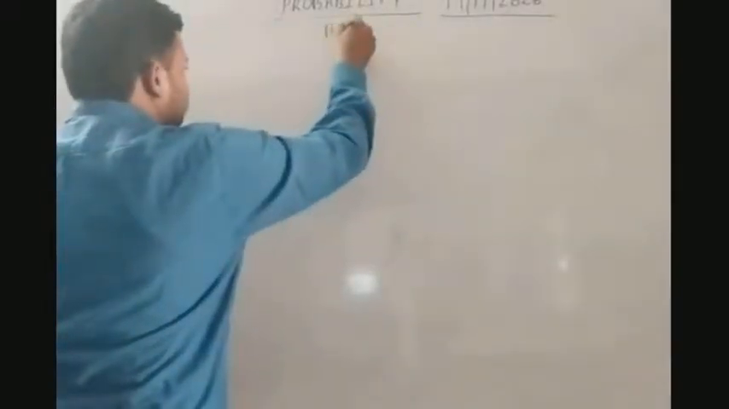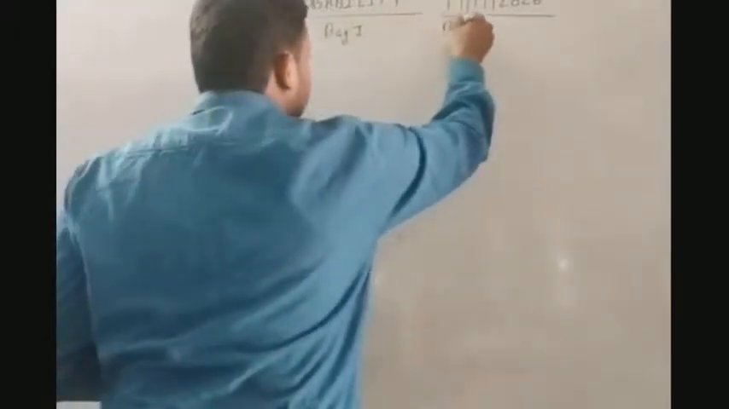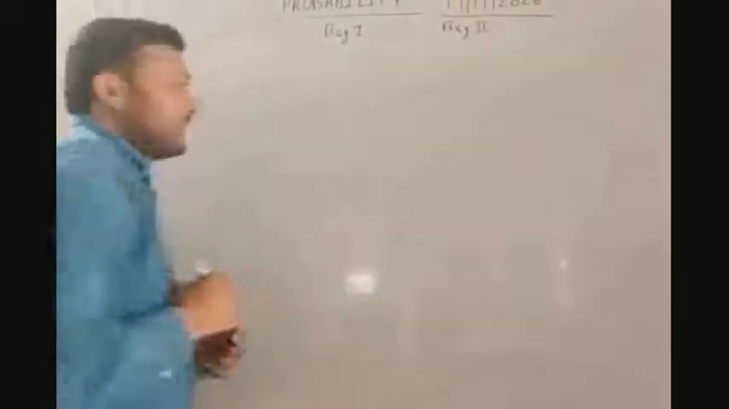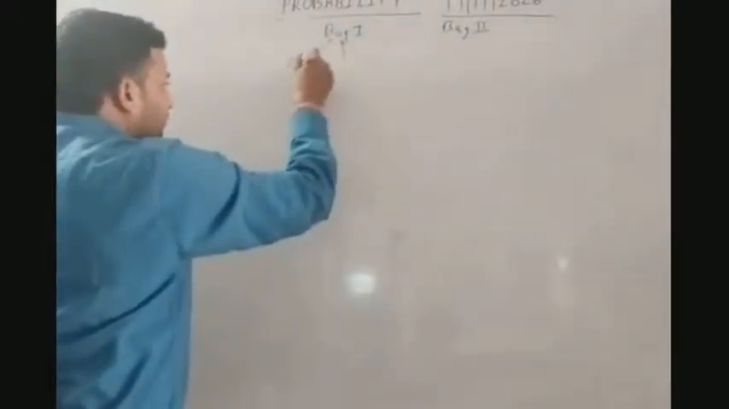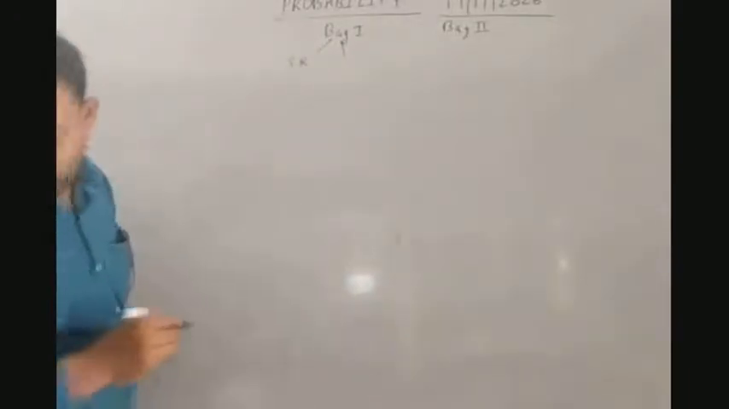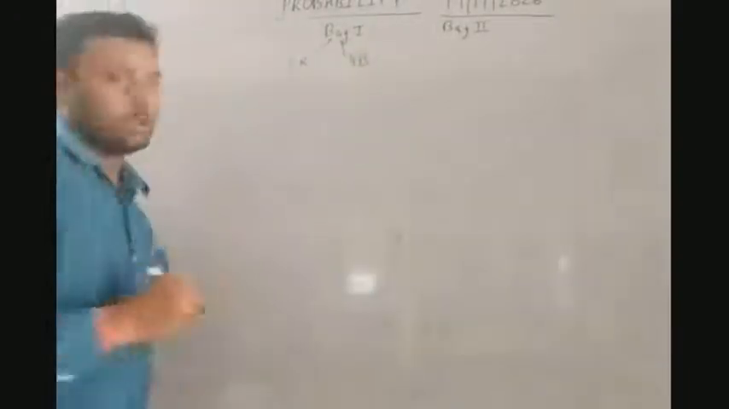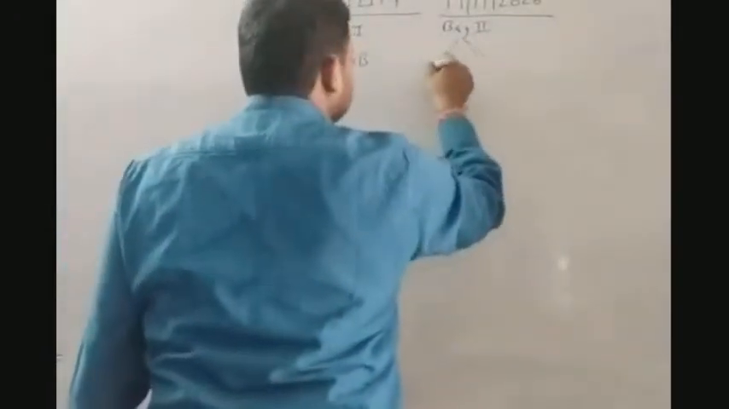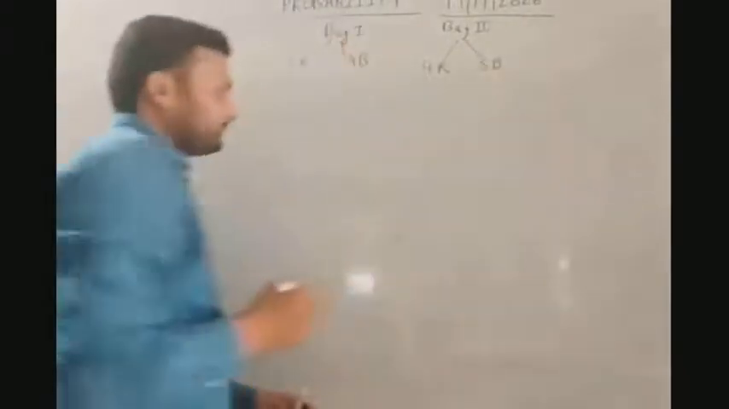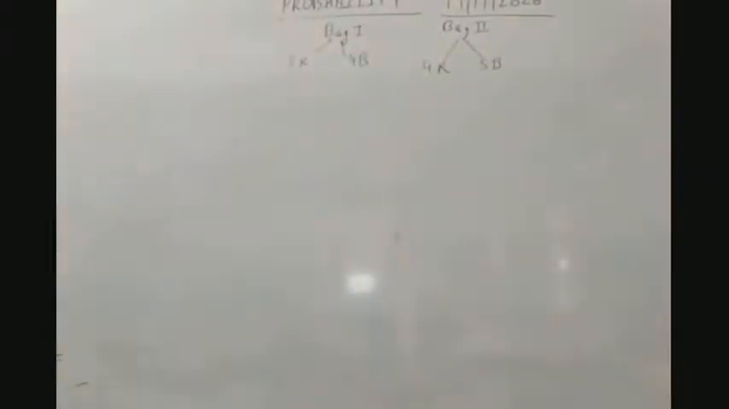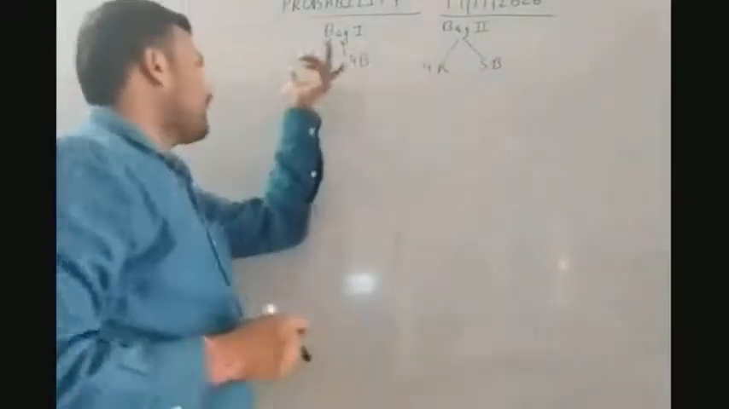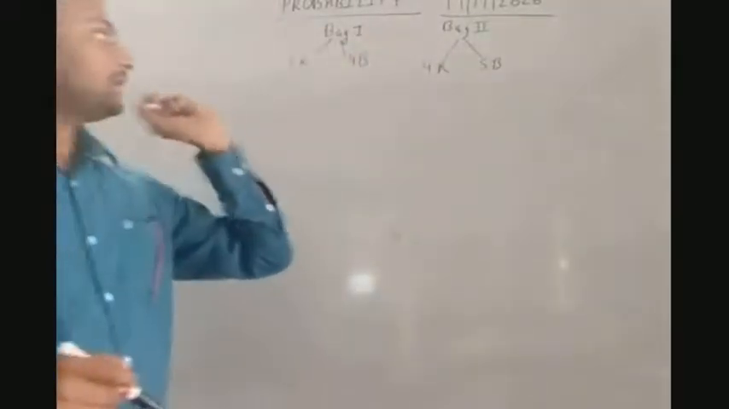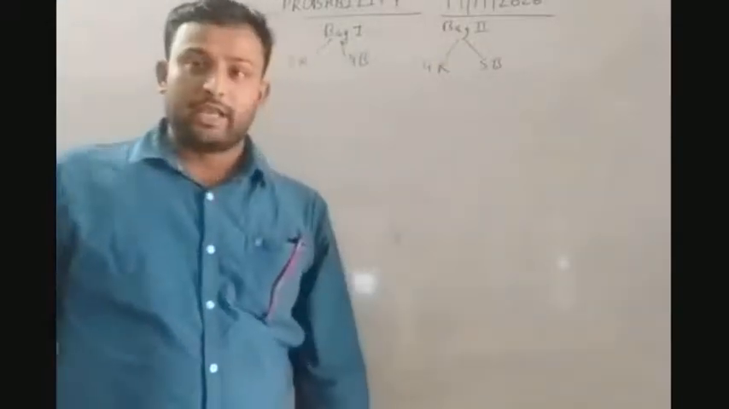So first we have two bags, bag first and bag second. In bag first we have 3 red and 4 black balls present, and in second bag 4 red and 5 black balls are present. So in bag first there are a total of 7 balls, and in bag second 9 balls are present.